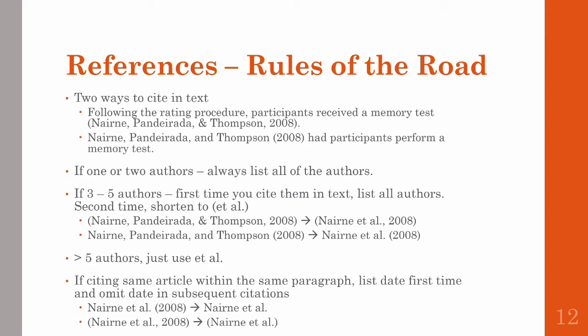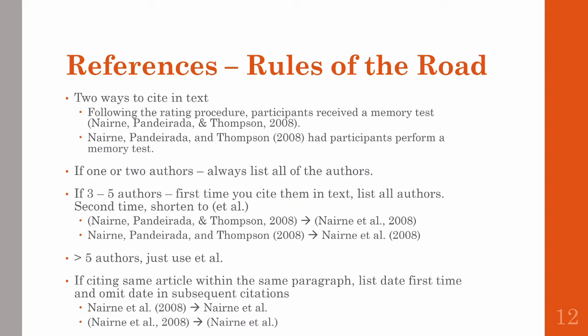If it has anywhere between 3 and 5 authors, the rule is you list out all of the authors the first time you cite them, and then you shorten it to et al. after that. So the first time would be Nairn, Pandareta, Thompson, 2008, and then after you cite them, the next time it would be shortened to Nairn et al. 2008. If the citation is at the end of the sentence, in parentheses, it would be Nairn et al., followed by both a period and a comma, and then the publication date. If it's from the beginning of the sentence, it's just et al. followed by a period, and then the date in parentheses.